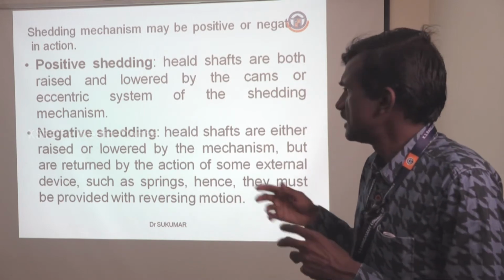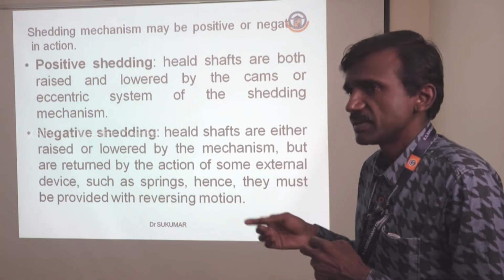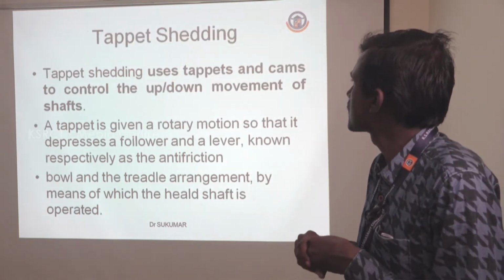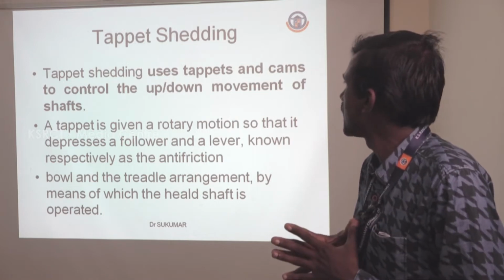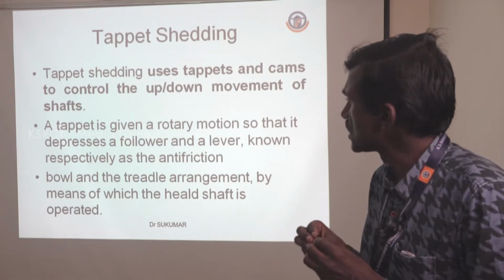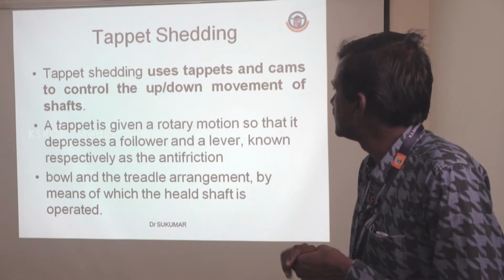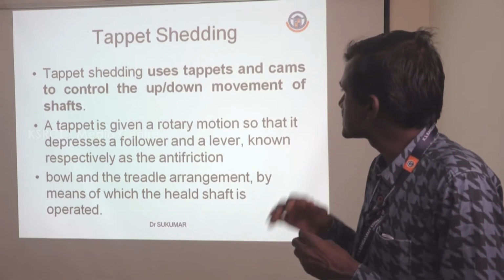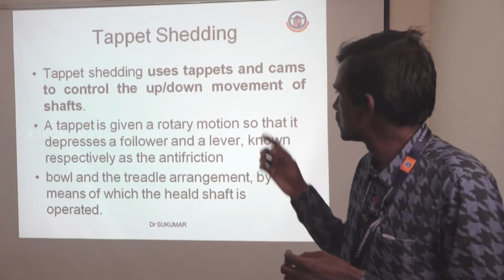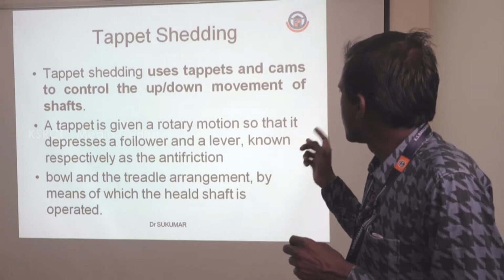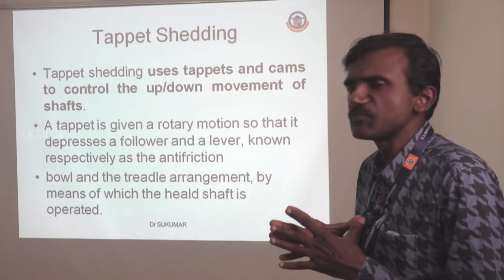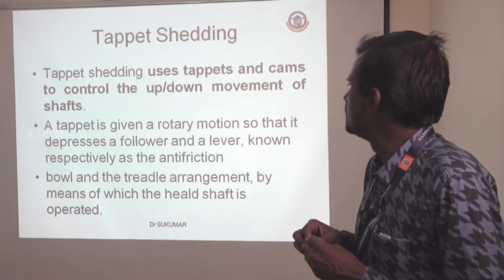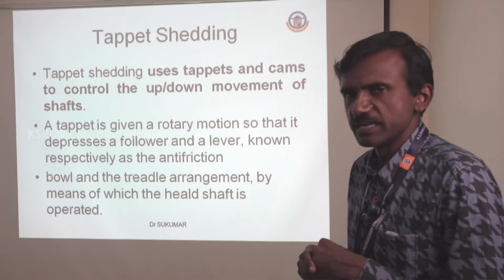The tappet shedding mechanism is used to control the tappets and to control the up and down movement of the shafts. The tappet is given a rotary motion, so that it depresses the follower. I will show the figure: the follower and a lever, known as the anti-friction bowl and treadle arrangement, by means of which the heald shaft is operated.